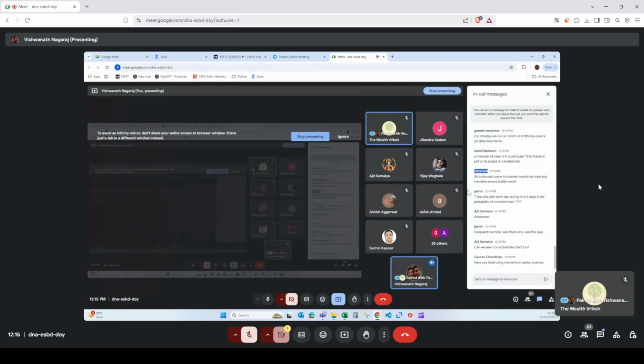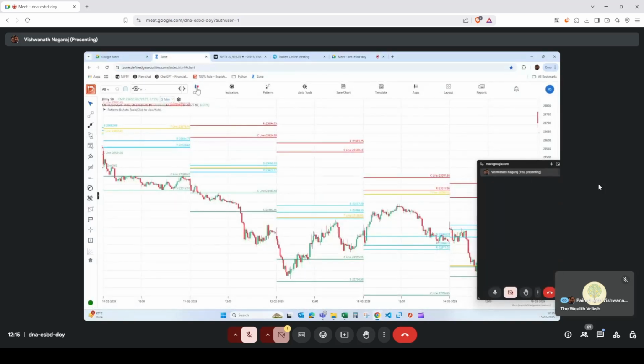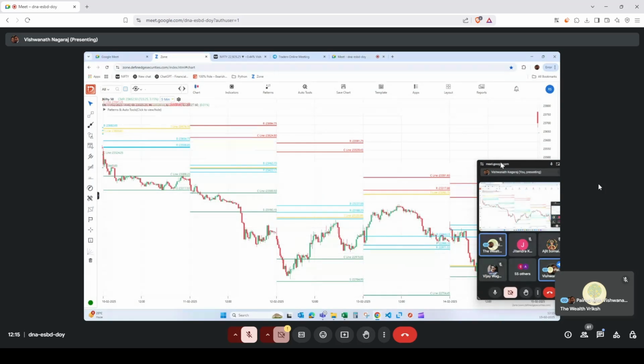Can we see it on a straddle chart too? Of course, you can see it on a straddle chart too. I think, why not? That's a good question. Let's have a quick look.